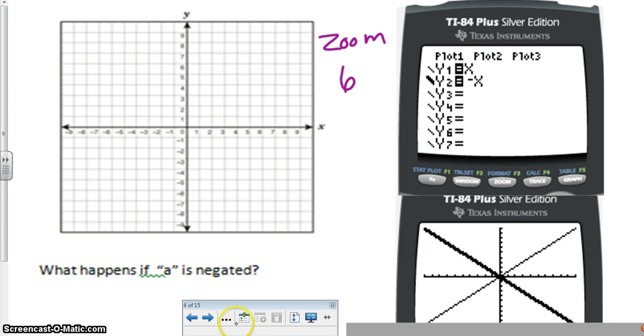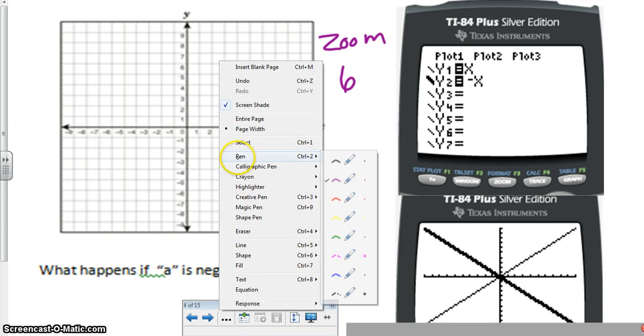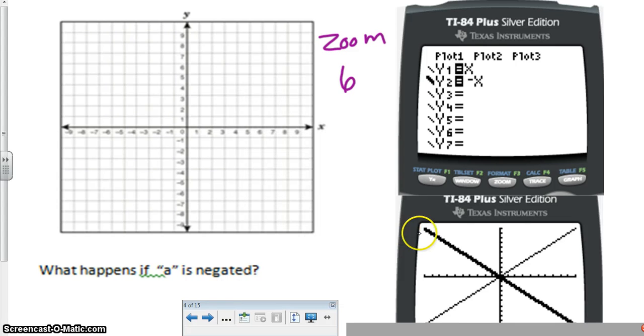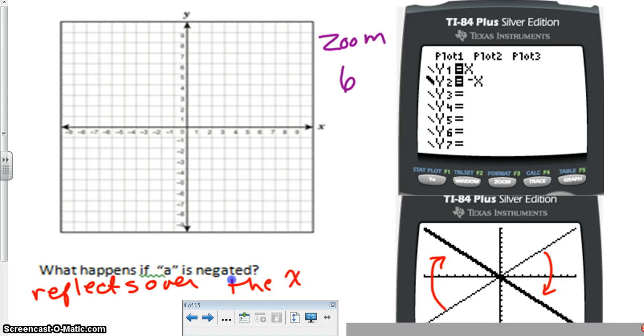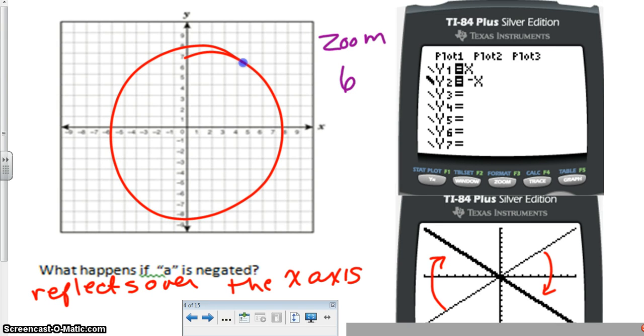So, what happened to the original equation? Well, hopefully what you realize is it reflected over the x-axis. So what happens if A is negated, and A, of course, is the number 1? It reflects over the x-axis. Go ahead and pause the video for just a few moments and create your graph here.